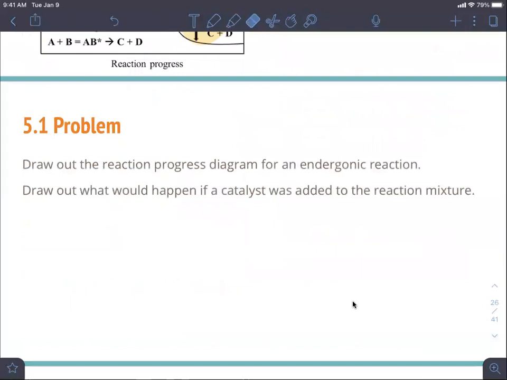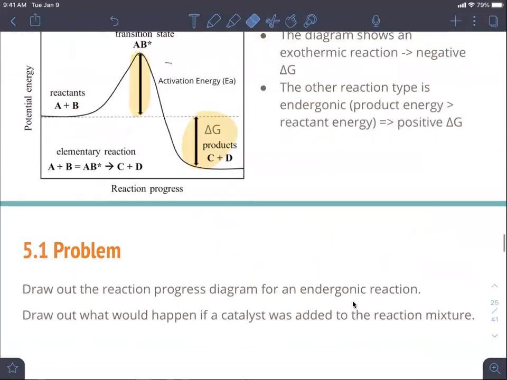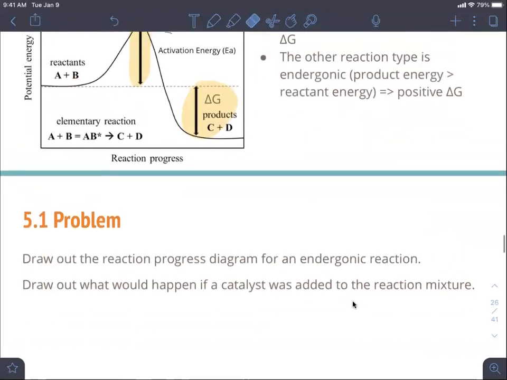Really quickly, draw out the reaction progress diagram for an endergonic reaction. Remember that this diagram was for an exergonic reaction, which means there's a negative delta G. Therefore an endergonic reaction would mean there's a positive delta G. Just draw out really roughly what that would look like.